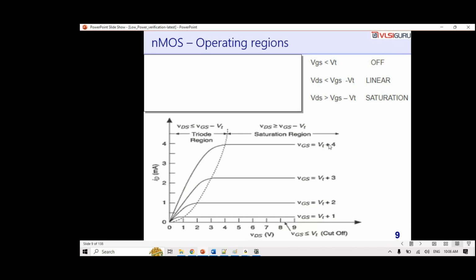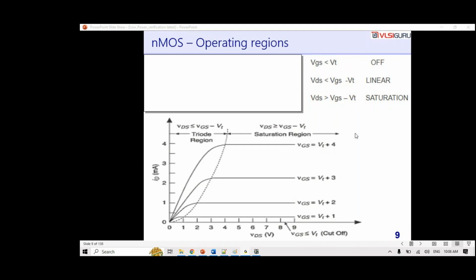So let's try to understand. In the previous slide, I was talking about three regions of operation: cutoff region, linear region, and saturation region. The cutoff region is where your gate to source voltage is less than VT. The linear region is where the drain to source voltage is less than VGS minus VT. The saturation region is where VDS, the drain to source voltage, is more than VGS minus VT. So these are the three regions we are talking about.